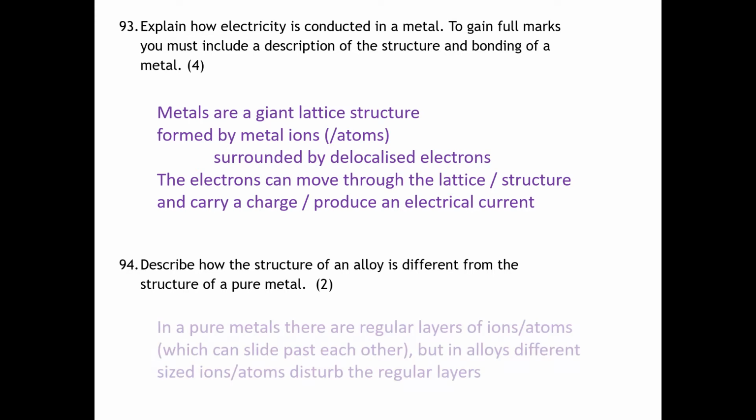Moving on, next. In pure metals, there are regular layers of ions which can slide past each other, but in alloys, different sized ions disturb the regular layers. Now, the bit in brackets isn't essential. It's not really related to the question, but it's extra information. So we need at least the idea of regular layers being disrupted in an alloy. Next.